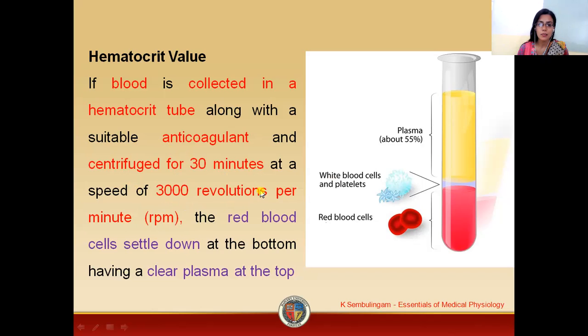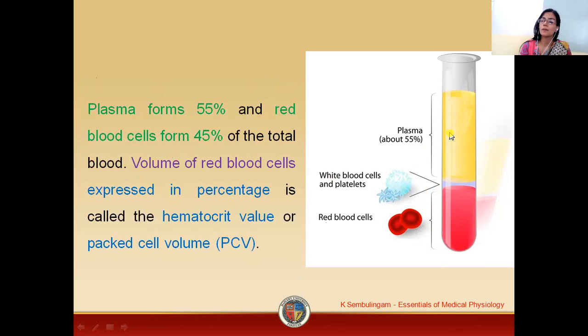After 30 minutes, when you take the tube out of the machine, you can see that the red blood cells have settled down. The plasma is at the top of the tube, and there is a buffy material in between the plasma and the red blood cells. The actual volume of the plasma in the tube can be 55%, the volume of the red blood cells is 40 to 45%, and the volume of this buffy material is 5%.